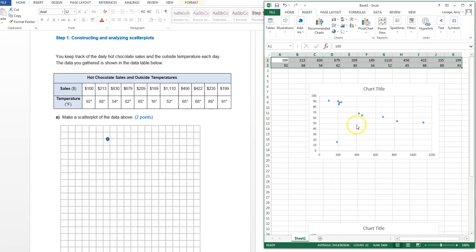So there are all the points already graphed for me. Now, I could either take that graph and copy it onto my Word document, or I could just replot all of these onto this graph, whichever way you'd like to do that. Now, with that, I can begin to identify some things.